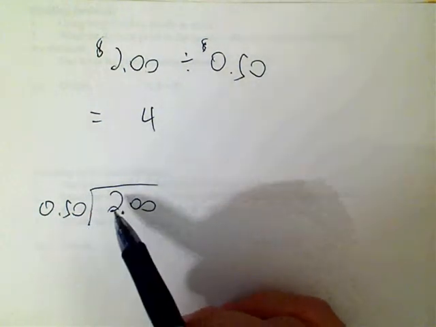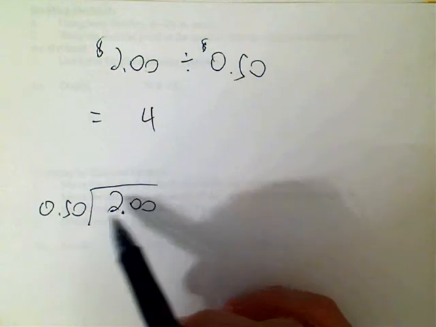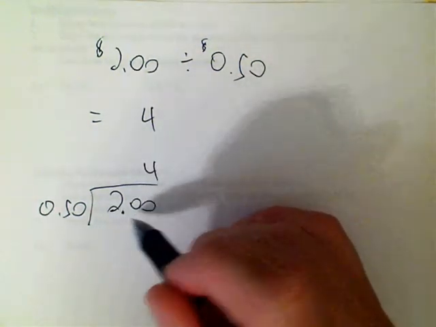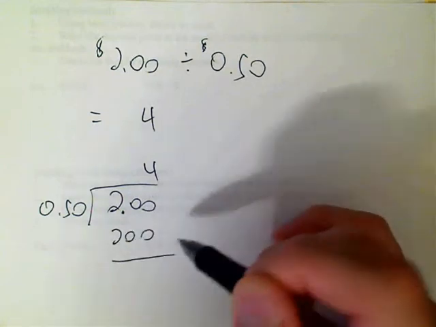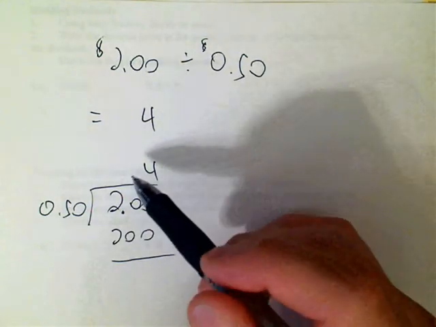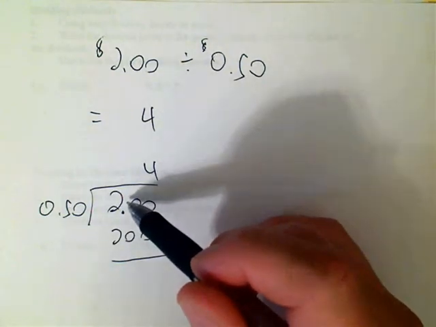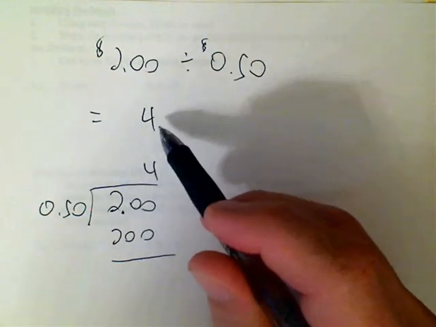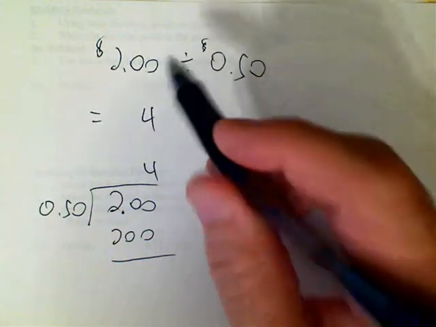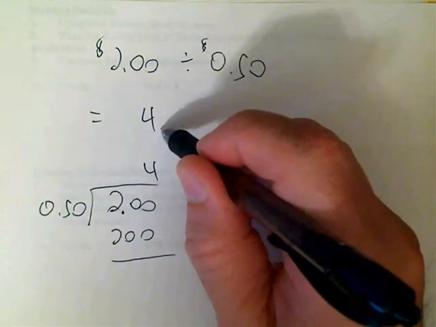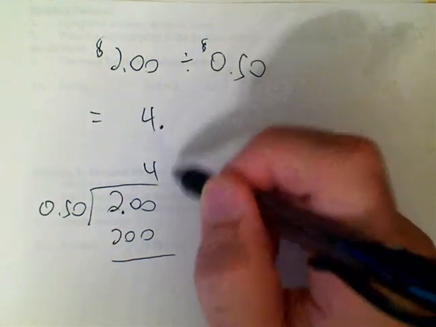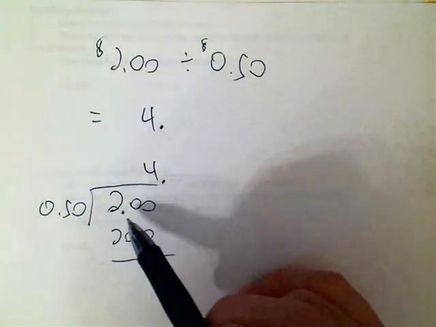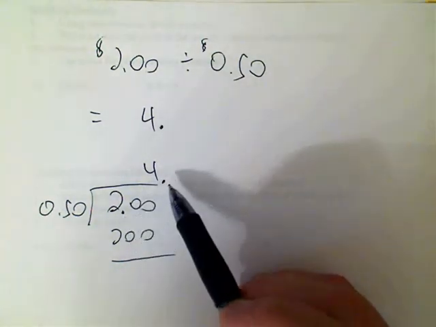50 won't go into 2, 50 won't go into 20, but 50 will go into 200 4 times, and 4 times 50 is 200. Now in the previous example, when we dealt with the decimal, we moved it straight up, but we know the answer is a 4, and the decimal after a 4, if you don't say decimal, it's always at the end. So we know the answer is there. So how can we make this decimal move way over here?